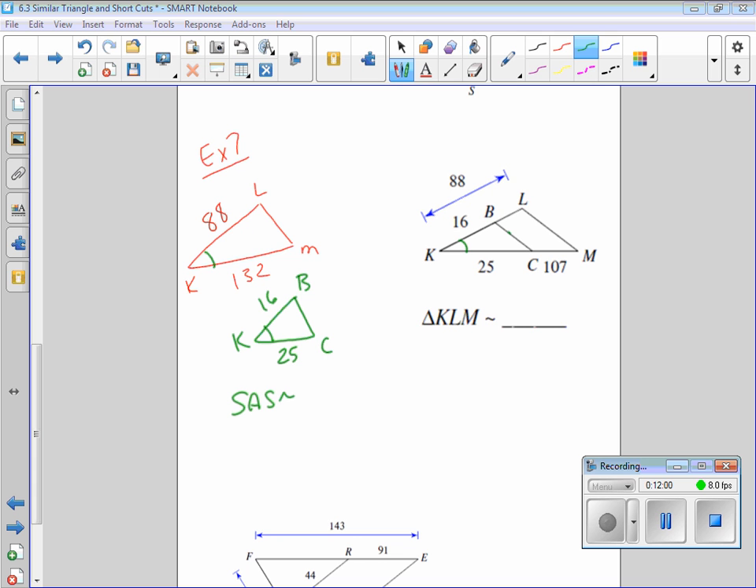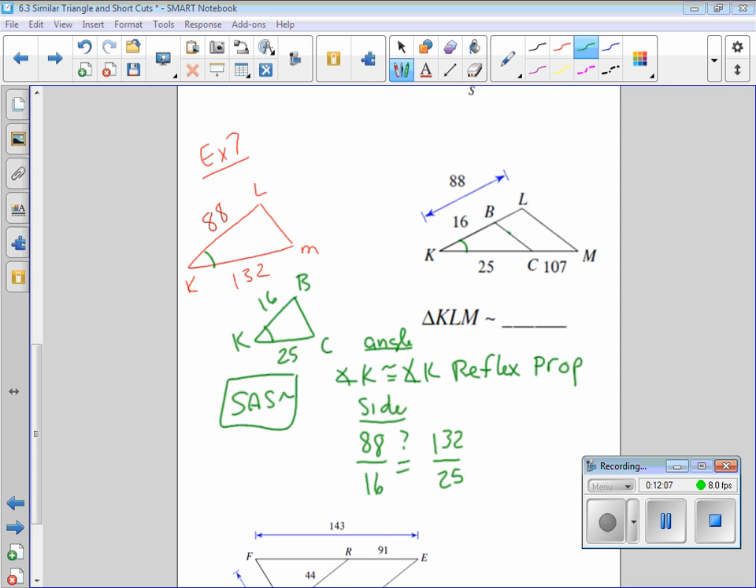Let's check it. If you didn't think about side angle side and I had to tell you that, put me on pause again and check your work. So I certainly have the angles congruent by the reflexive property. They're the same angle. And so now I'm going to check to see if the sides are proportionate, matching up the smaller sides to the smaller sides and so on. All right, so it looks to me, once I cross multiply, I end up with 2200 and the other one's 2112. And so that tells me the sides are not proportional and therefore this is not similar.